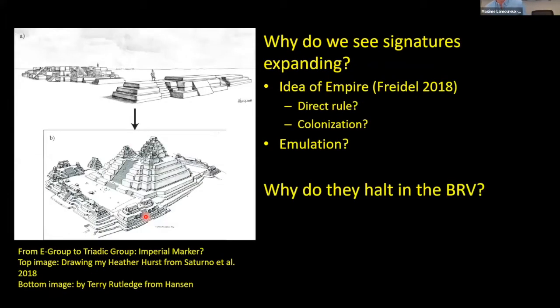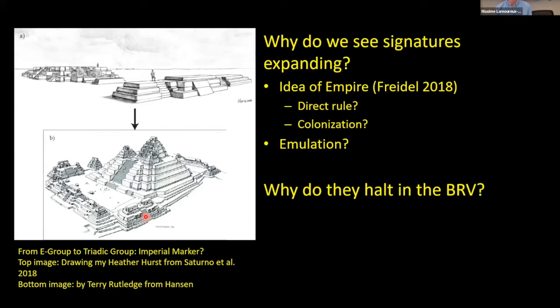So why do we see these kinds of signatures expanding, in particular triadic groups? And what does geopolitics look like? Are we seeing evidence of royal emulation, the local communities adopting this form of rulership that's being established in the Mirador zone? Are we seeing an empire asserting direct rule over communities? Are we seeing some form of colonization where sites like Cerros, Achotal, Actuncan are being placed strategically along trade routes in order to control access to goods and materials?